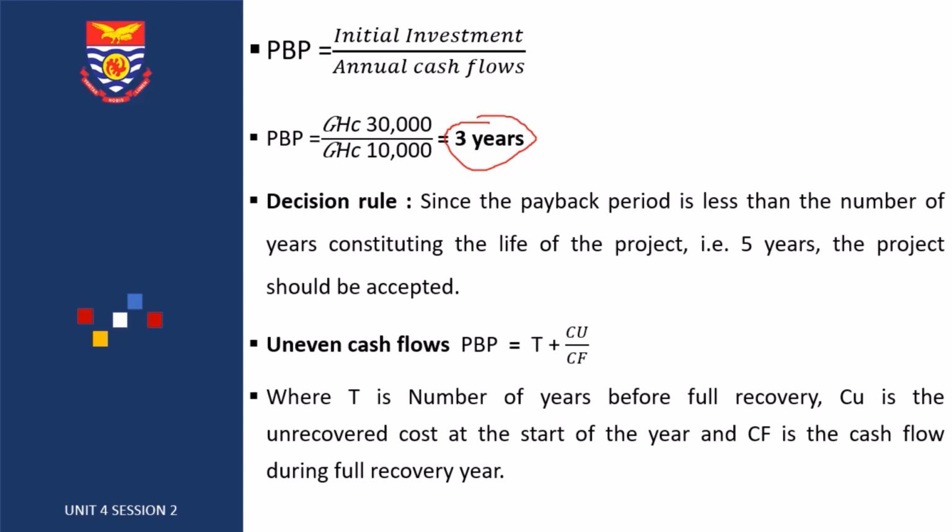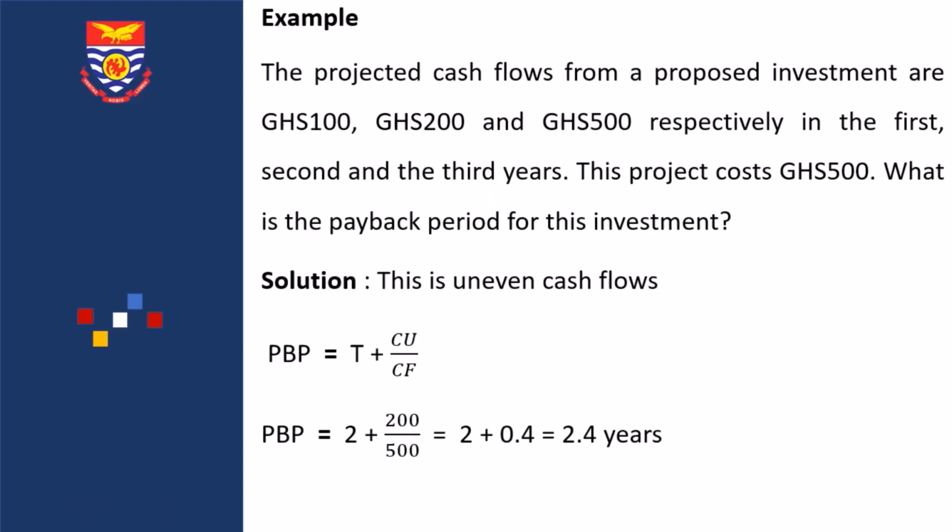And CU is the unrecovered cost at the start of the year, and the cash flow in the year of full recovery is the CF. Right, let's try with an example. Yeah, we have one example here.